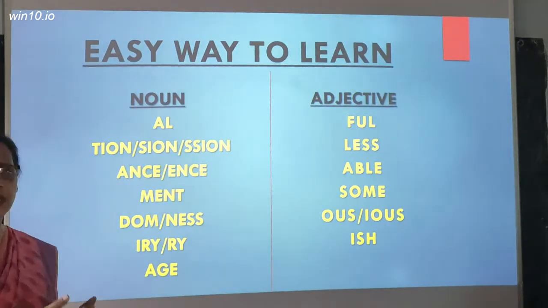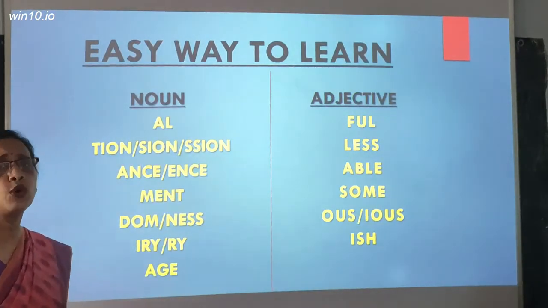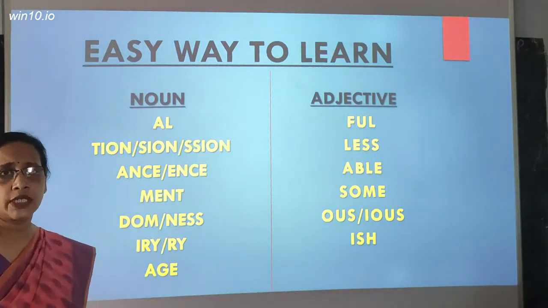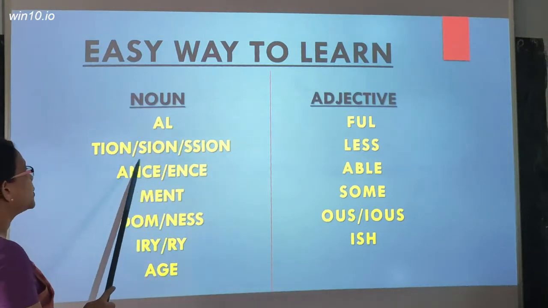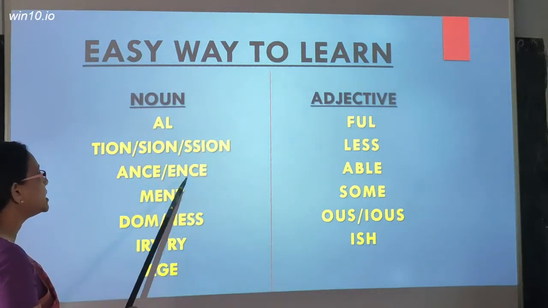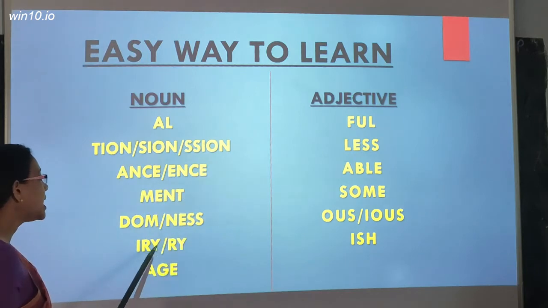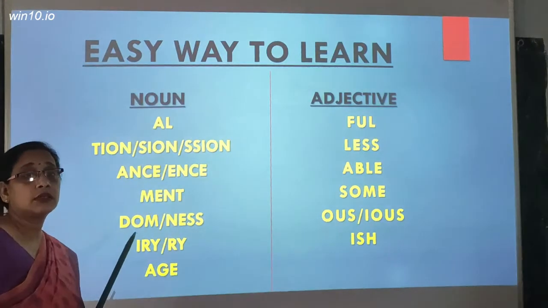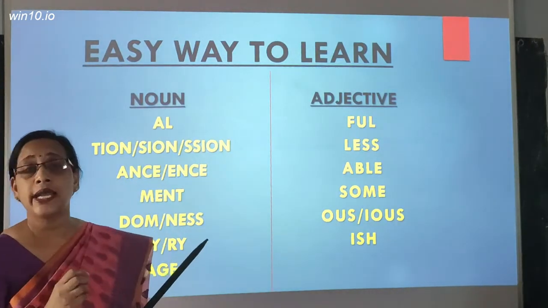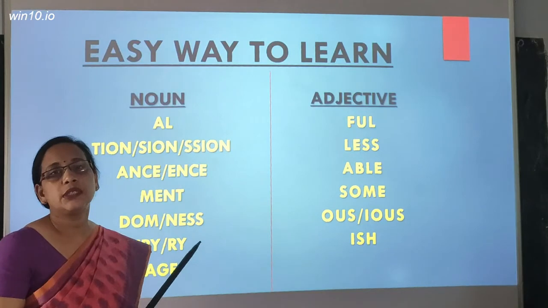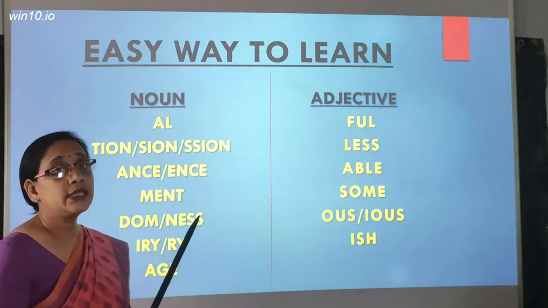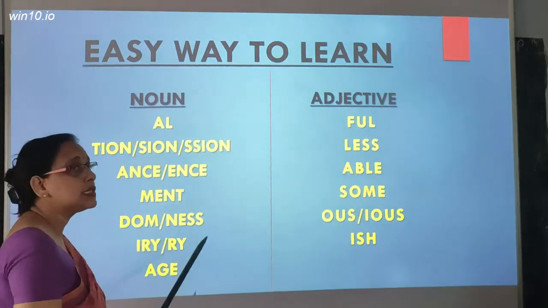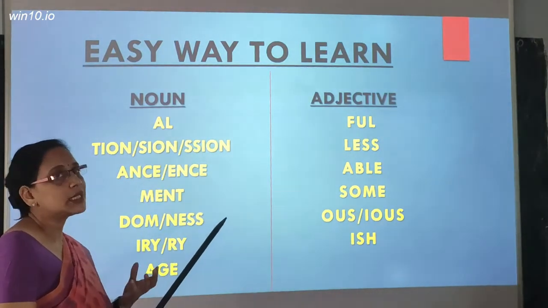Now we have some easy way to learn. If you want to learn how we can make nouns and adjectives, we have suffixes like an, tion, sion, ssion, ance, ence, ment, dom, ness, ery, ure, age. These can be added after the primary words, and these syllables can make nouns. So these are the examples to make nouns, and you can use them as suffixes.